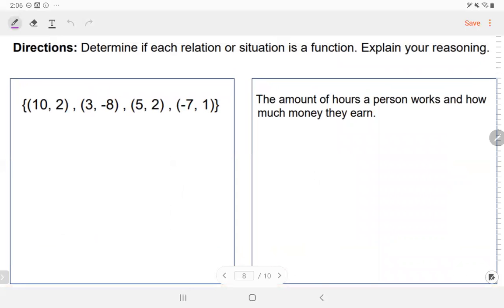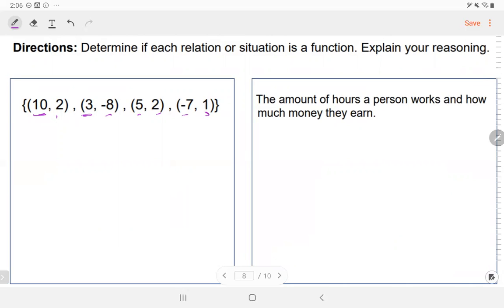Directions. Determine if each relation or situation is a function. Explain your reasoning. Okay, so it is not mapping here and it's not a graph here. It just gives us some coordinate points. So for every input, there's only one output. That means for every x, there's only one y. So for 10, I have 2. For 3, I have -8. For 5, I have 2. And for 7, I have 1.